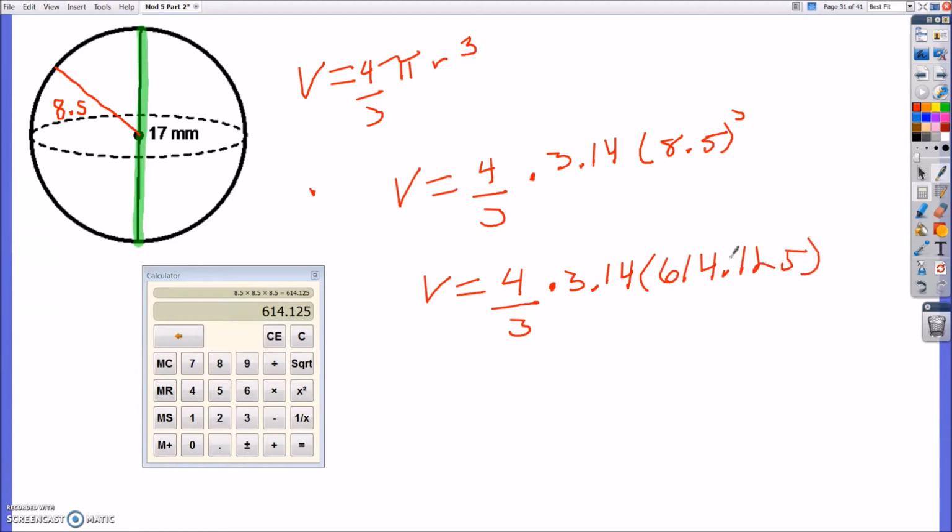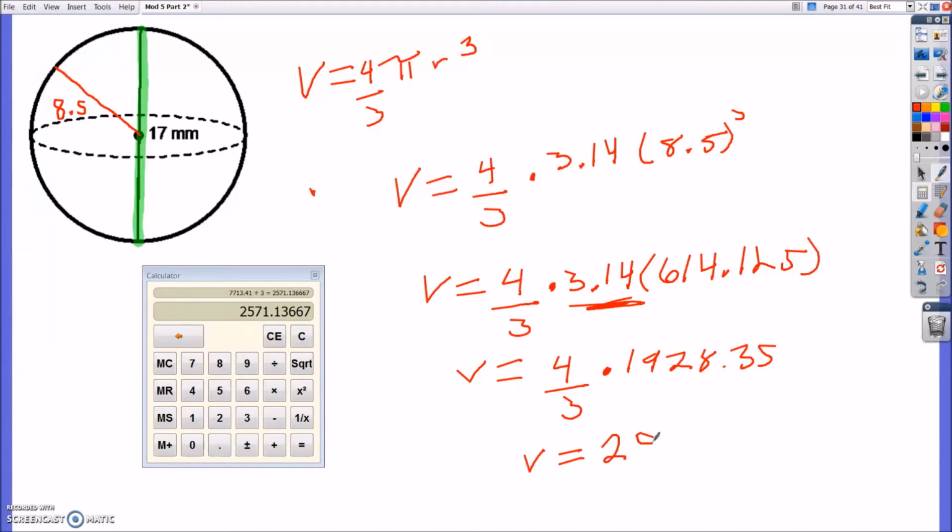So I'm going to have volume equals 4/3 times 3.14 times 614.125. Then what I'm going to do is multiply it by pi. So we're going to do times 3.14. And so now I'm going to have volume equals 4/3 times 1928.35. We'll just keep it to the 100 spot. And then what I'm going to do is multiply this by 4 and then divide it by 3. That's how I multiply by 4/3. So that means the volume of this shape is 2,571 millimeters cubed.